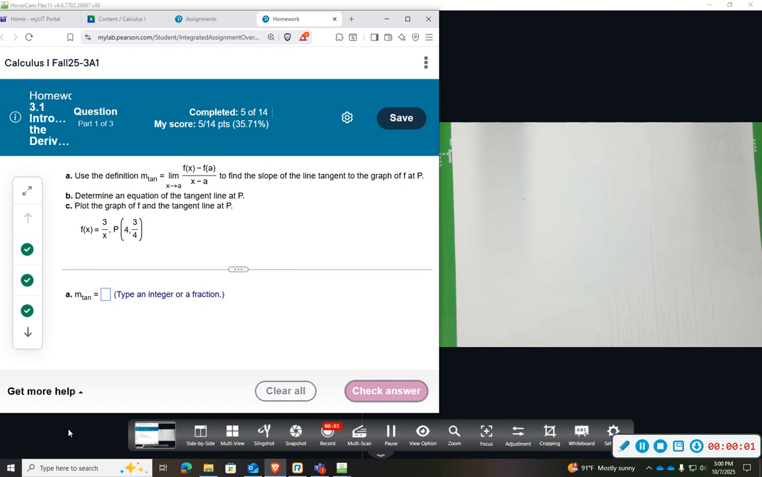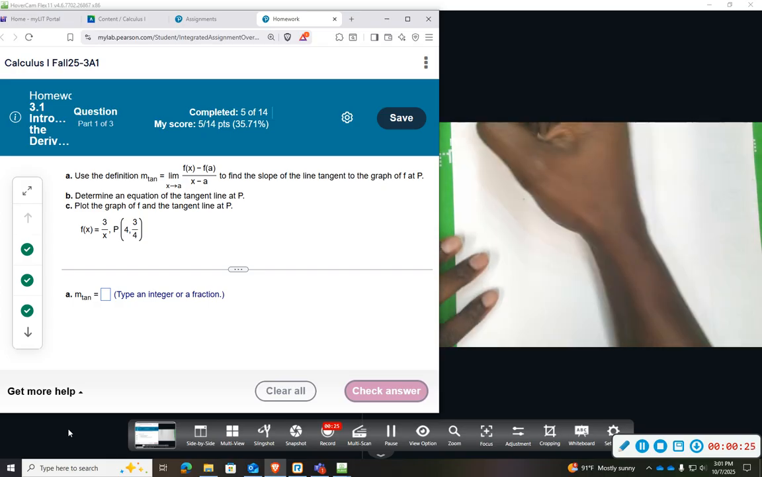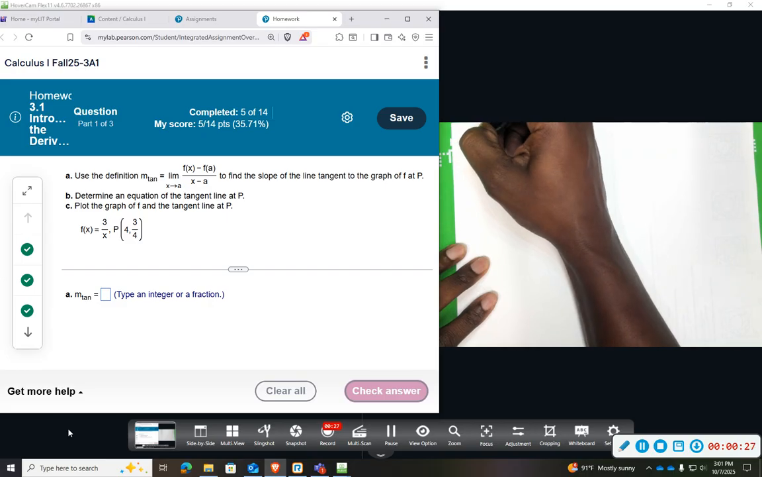All right, number 6, we want to use the definition m tan is the limit as x goes to a of f of x minus f of a over x minus a to find the slope of the tangent line to the graph of f at P. We're going to determine the equation of the tangent line at P, and we're going to plot the graph of the tangent line. So the first thing we want to do is find the slope of the tangent line.